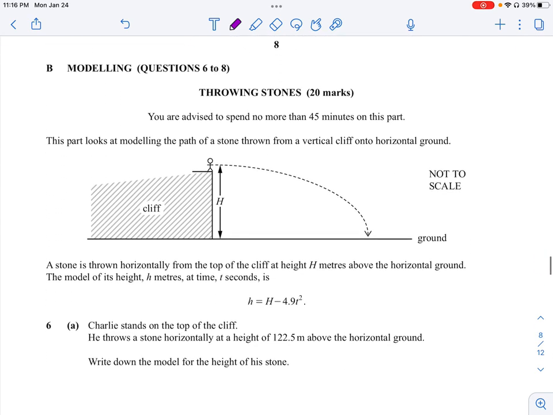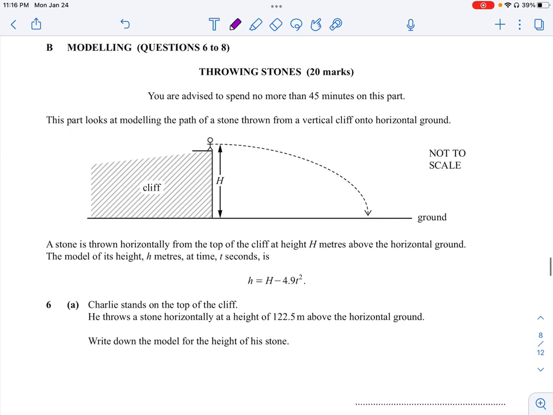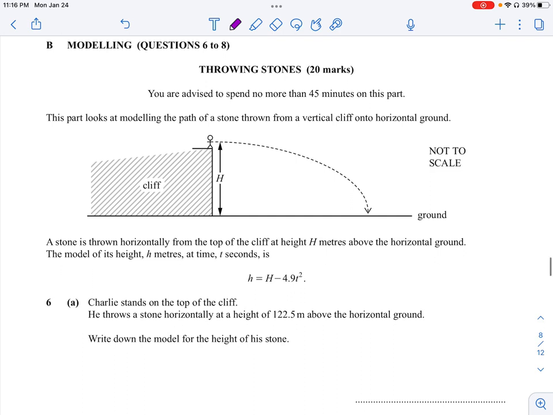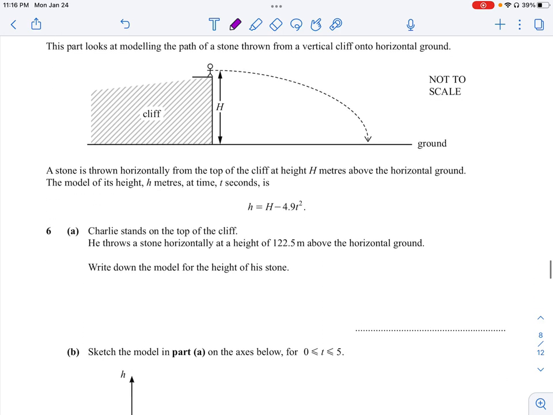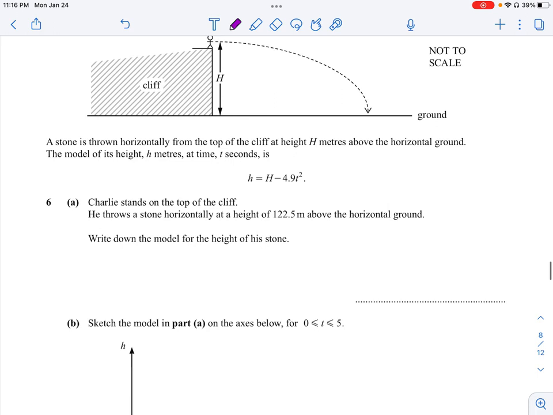That completes part A. Part B, modeling question, throwing stones. You are advised to spend no more than 45 minutes on this part. This part looks at the modeling of the path of a stone thrown from a vertical cliff onto horizontal ground. A stone is thrown horizontally from the top of the cliff at a height capital H meters above the horizontal ground. The model of its height h meters at a time t seconds is h is equal to capital H minus 4.9 t square.